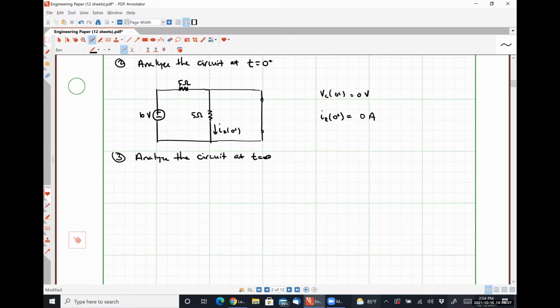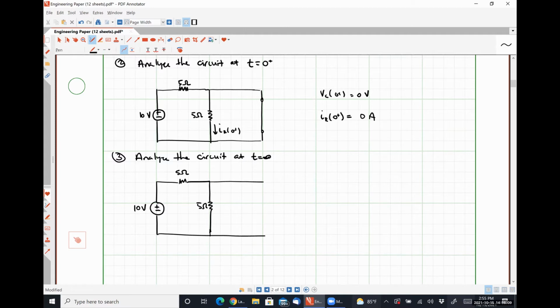So at t is equal to infinity, our circuit is going to look like this, right? We have our 10 volt source. We have our, let's fix Dr. Hartman's mistake, 5 ohm resistor. We have our other 5 ohm resistor. And now I have a question for you guys. What do you think I should model the capacitor at here?